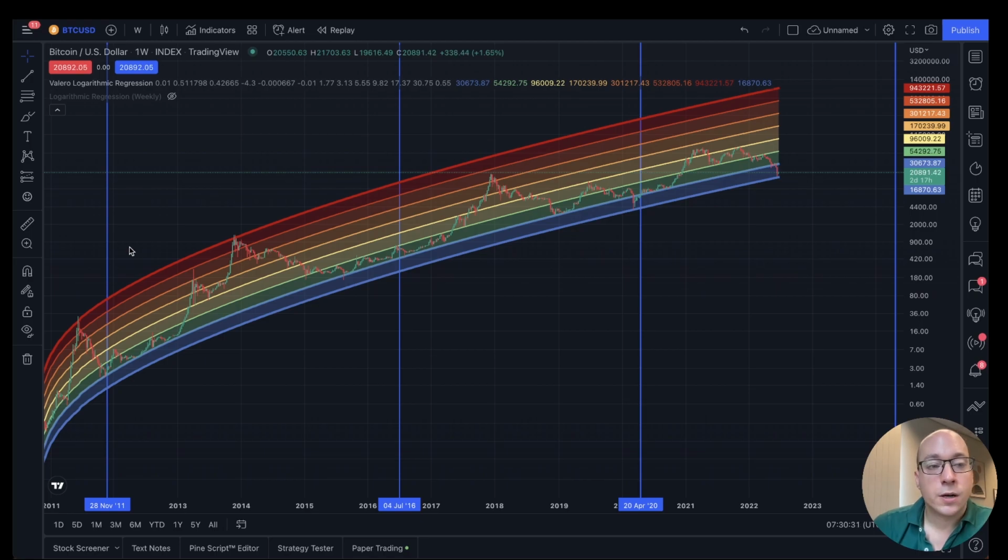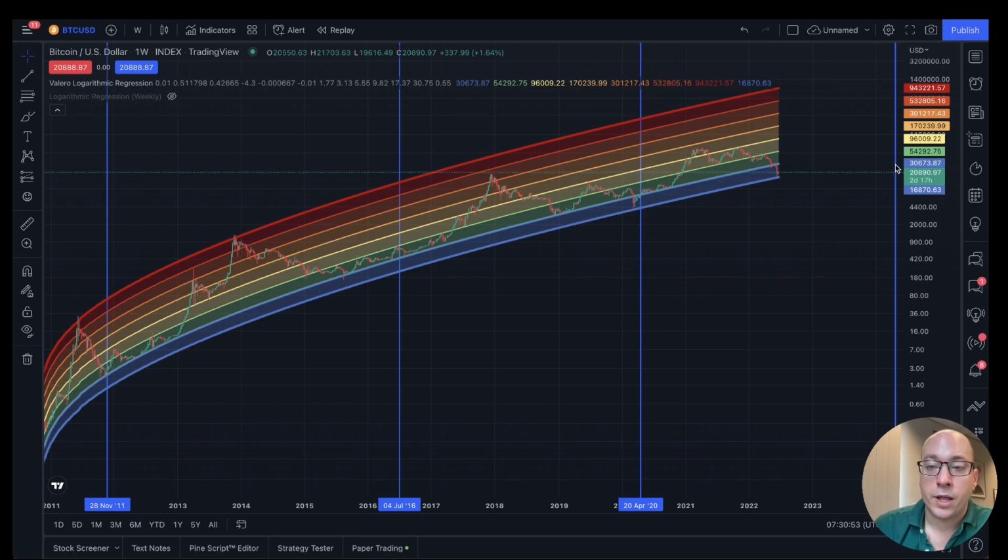So how are the Bitcoin halvings and the fair value correlated? Well, as we can see in the history of time, during the Bitcoin halvings, Bitcoin was trading around the fair value.